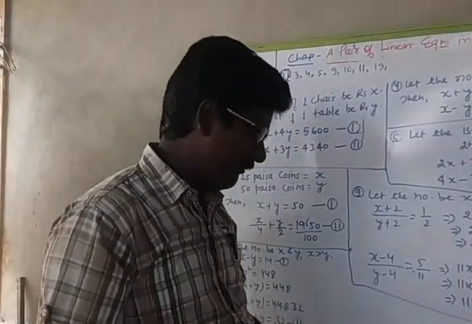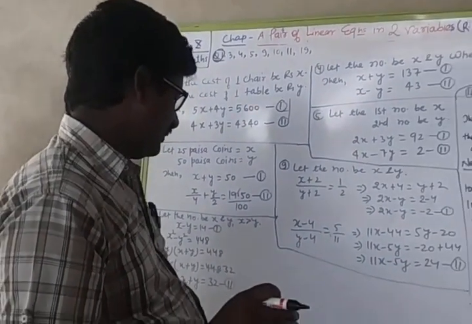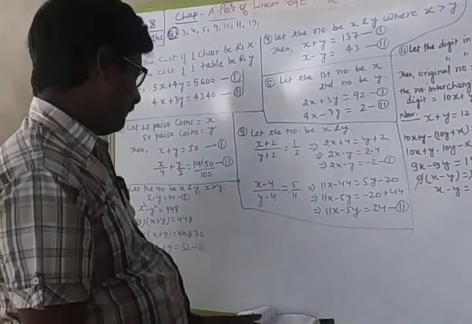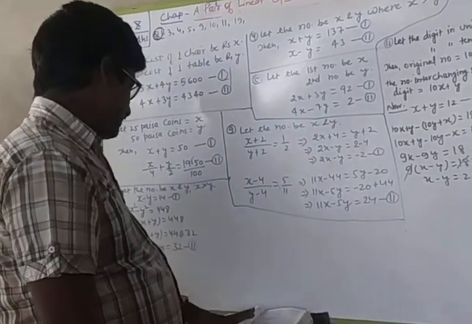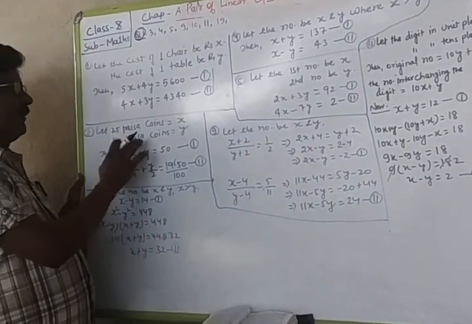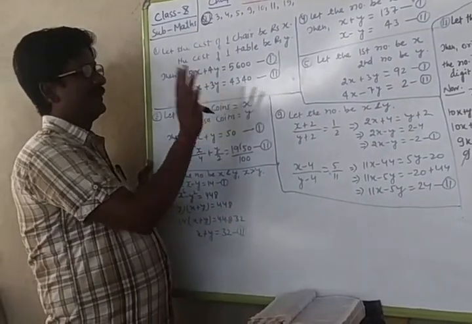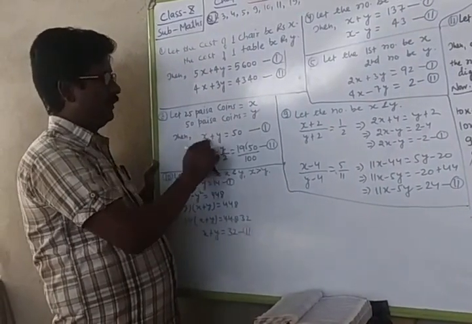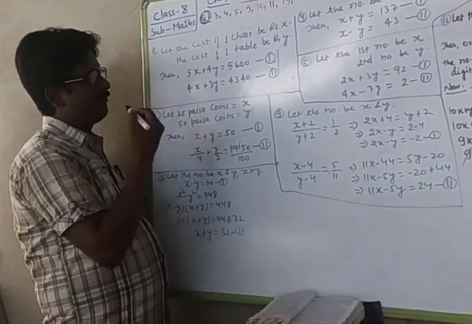Question number 3 is given: a lady has only 25 paise and 50 paise coins in her purse. If she had 50 coins in all, totaling rupees 19.50, how many coins of each kind does she have? Actually, she has 25 paise coins and 50 paise coins. So once again, I have considered the number of 25 paise coins as x and 50 paise coins as y. And the total number is 50. So the first equation is x plus y is equal to 50.